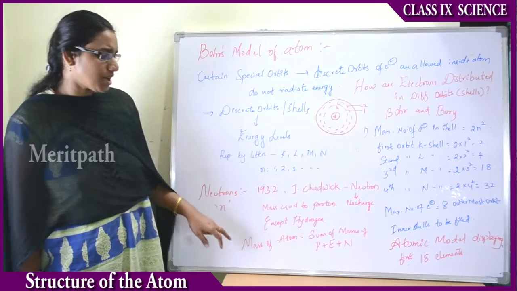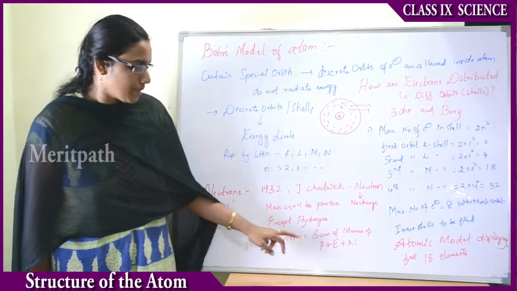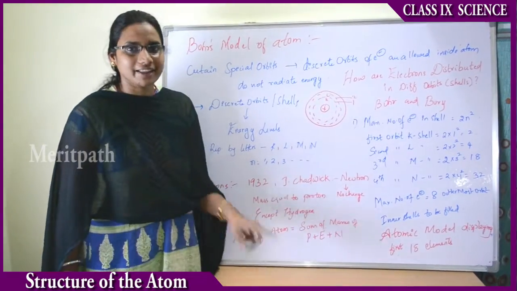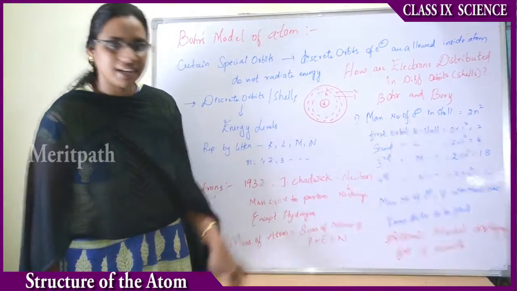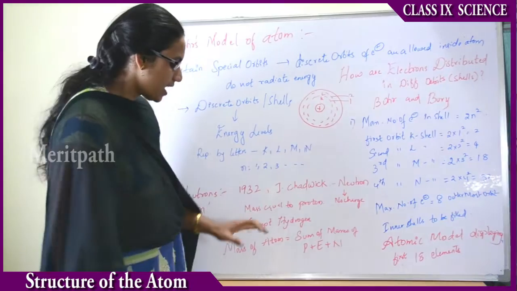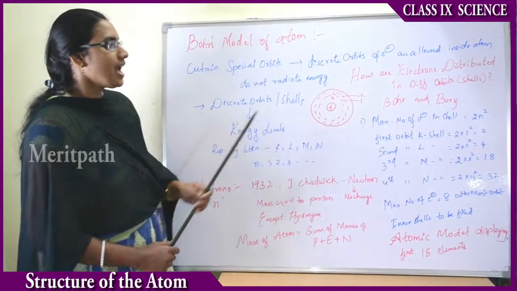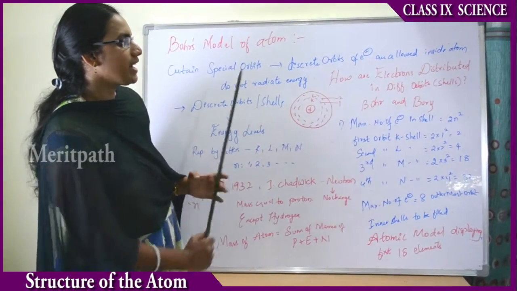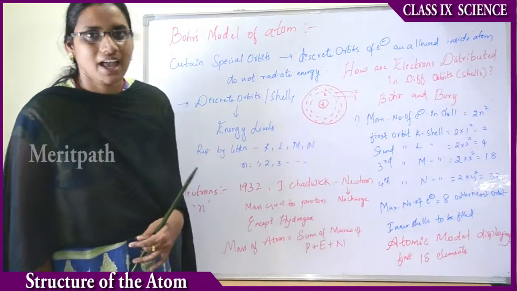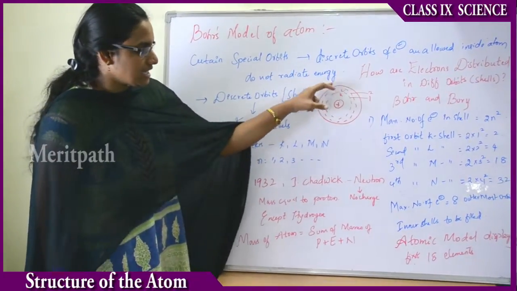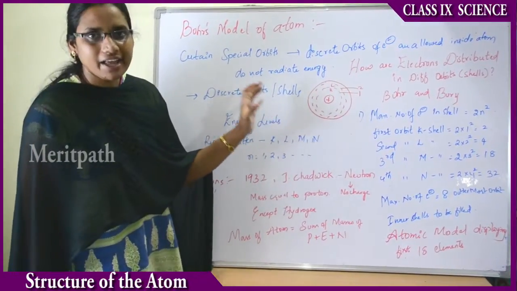Now we are taking the mass of the atom as 2, because the mass of a proton is taken as 1 unit and the mass of a neutron is taken as another 1 unit, and 1 plus 1 equals 2 units, so the basic mass of an atom is 2. And now let us see how the electrons are distributed in different orbits or shells, that is, how many electrons are distributed in each orbit or shell in an atom.